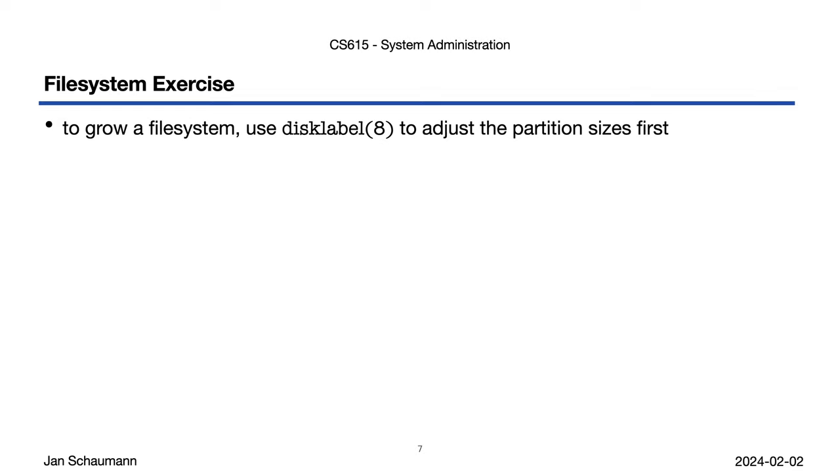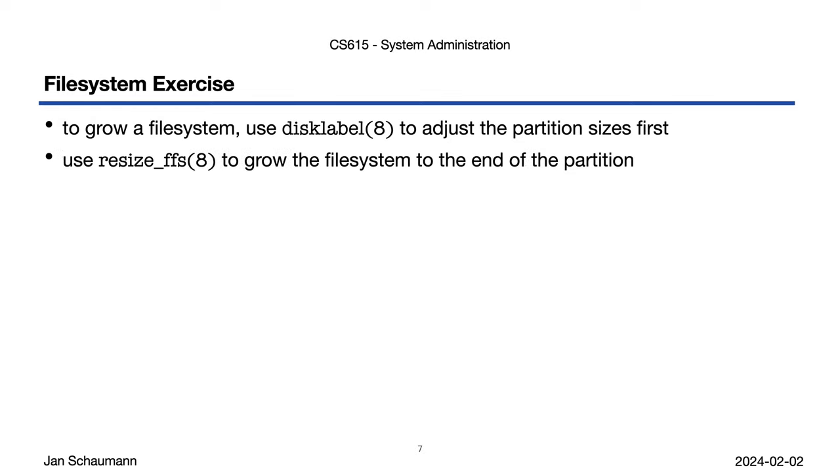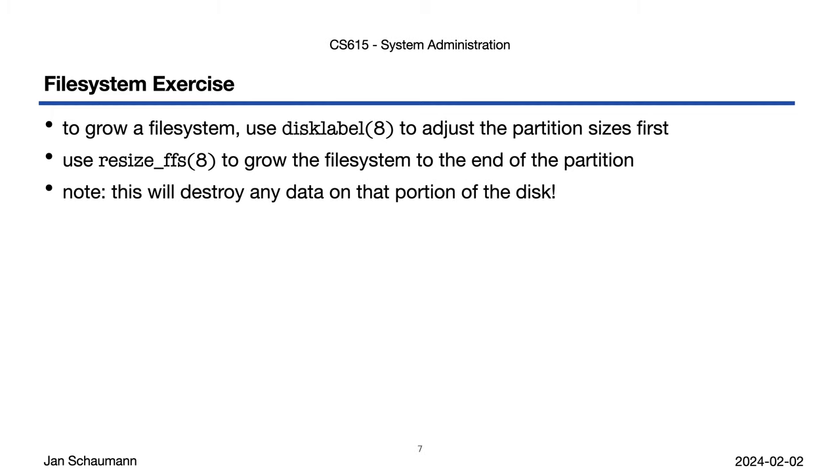Let's recap. We've seen that in order to grow a file system, we first have to adjust the partition table so that there is space for the file system to grow into. After that, we can run resize_ffs and let it figure out the size to grow to from the information in the disk label. Growing a file system will necessarily destroy any data that was previously on the part of the disk that we're growing into, so just be mindful of that.